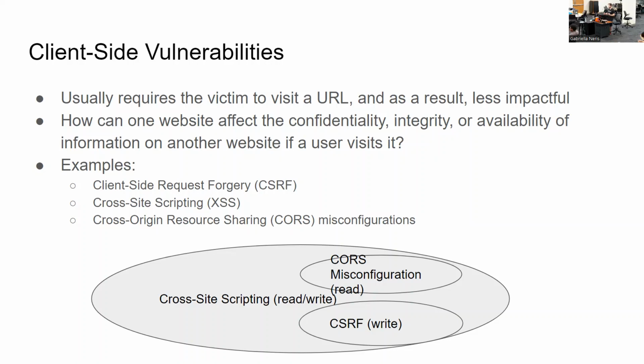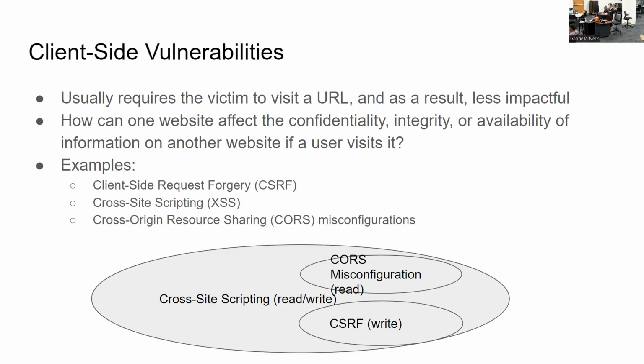So the big question is, how can one website affect the confidentiality, integrity, or availability of information on another website if a user visits that website? Basically, starting at an attacker-controlled web page, what can that attacker-controlled web page do to another web page that the victim is authenticated in? Examples are client-side request forgery, cross-site scripting, and cross-origin resource sharing misconfigurations.